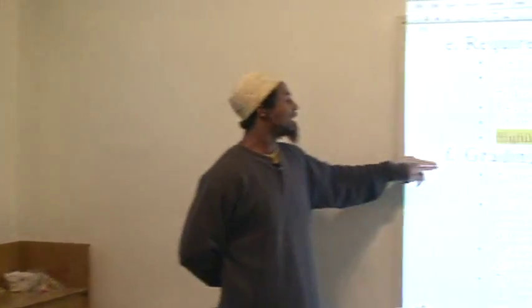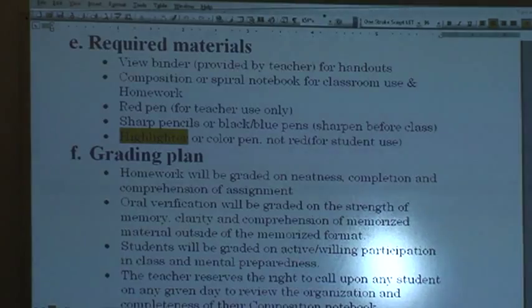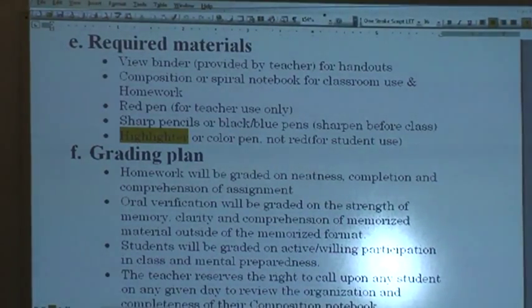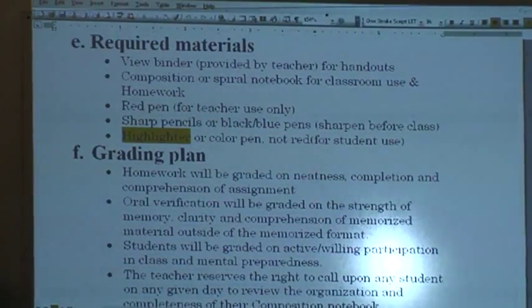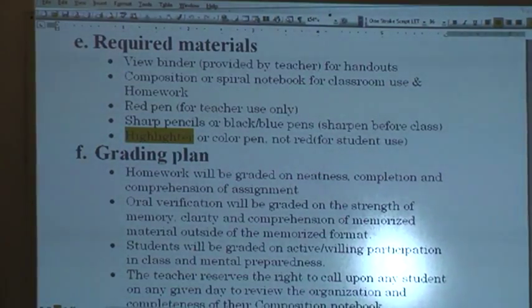Going along, it says grading plan. Homework will be graded on neatness, completion, comprehension of assignment. What are you guys thinking about homework? This is not tafsir class, so what am I going to ask you to do? I'm going to ask you to memorize.